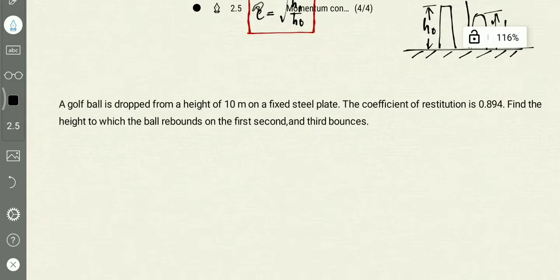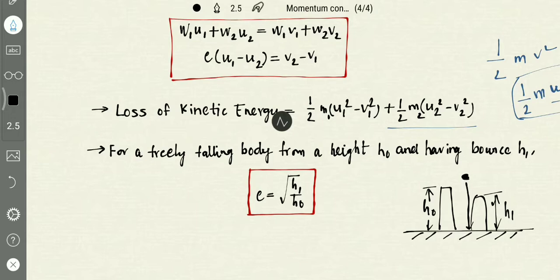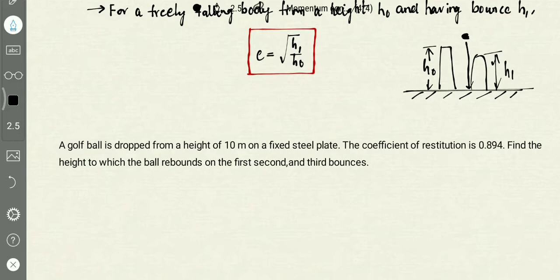So these are 3 important formulas. First one is the conservation of momentum, and the second one is the coefficient of restitution based formula, and the next one is loss of kinetic energy, how much kinetic energy is lost during the collision. And the next one is for a freely falling body having a bounce, what is the coefficient of restitution between the body and the surface on which the body is hitting.